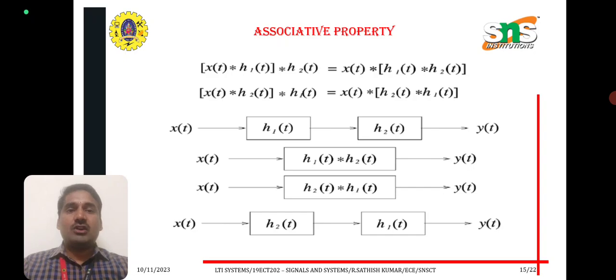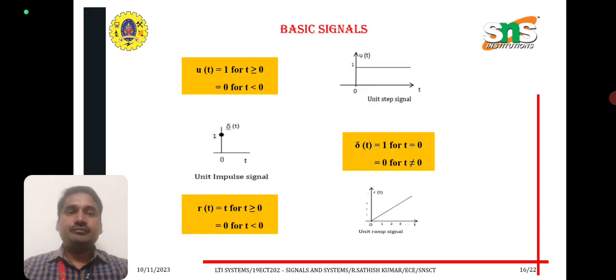Associative property: x of t convolved with h1 of t, again convolved with h2 of t, which produces x of t convolved with h1 of t convolved with h2 of t. Left hand side and right hand side: x of t convolved with h1 of t, again convolved with h2 of t, which produces the output y of t. X of t convolved with h1 of t convolved with h2 of t produces the output y of t. These are the basic signals involved in your linear time invariant system.